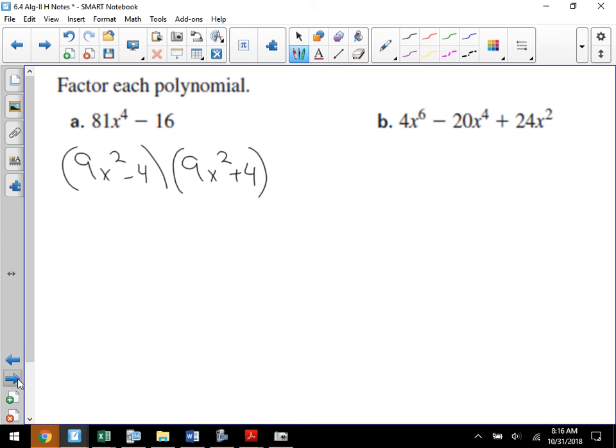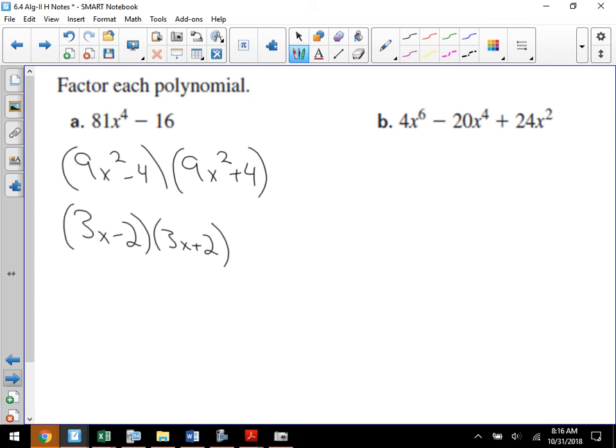No, you're right. I see where you guys are going. What's the next step? I have to do that again. For which one? Not both. The left one only. Is 9x squared a perfect square? Is 4 a perfect square? Is that a subtraction symbol? Did you answer yes to all 3? Okay, so you get 3x minus 2, 3x plus 2.